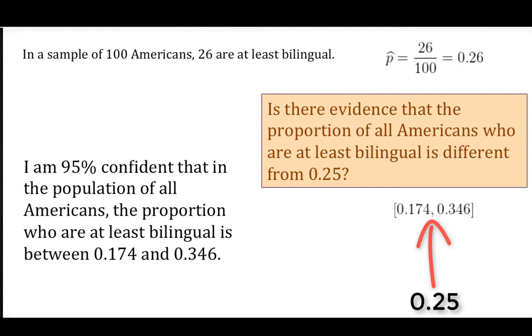Note that we can't say that the population proportion is 0.25. We can just say that this is a reasonable estimate. So there's not evidence that the population proportion is different from 0.25.